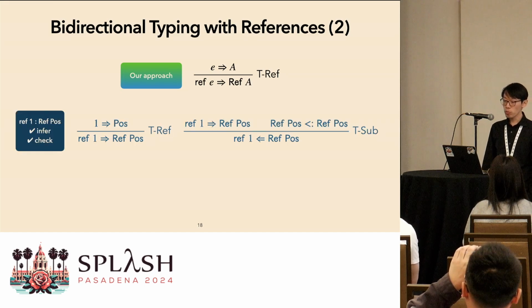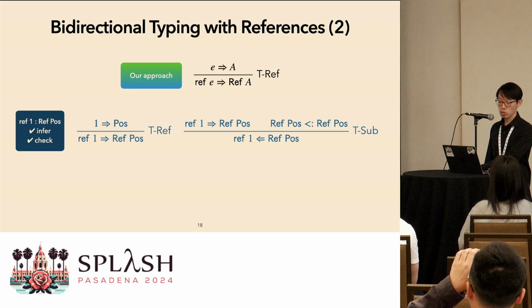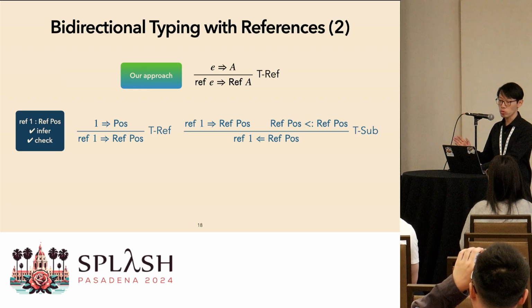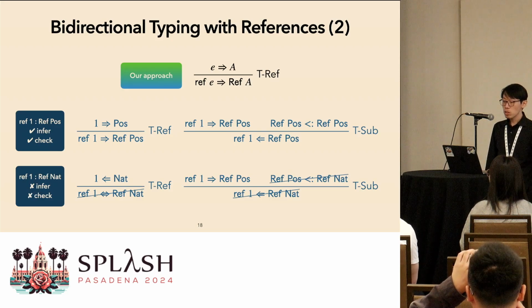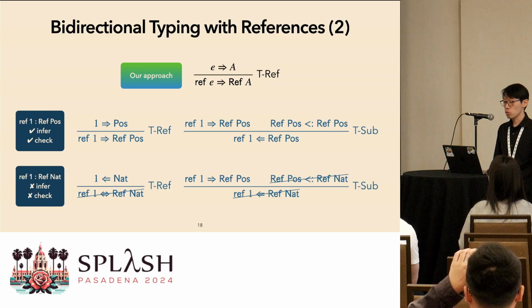You can see we can still infer ref 1 to have type ref pos and also check it against ref pos, but now it cannot be inferred to be type ref neg, nor can it be checked against that type.